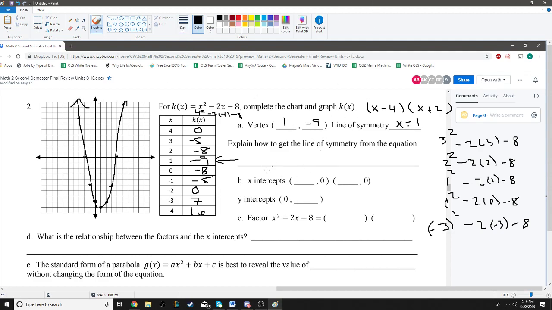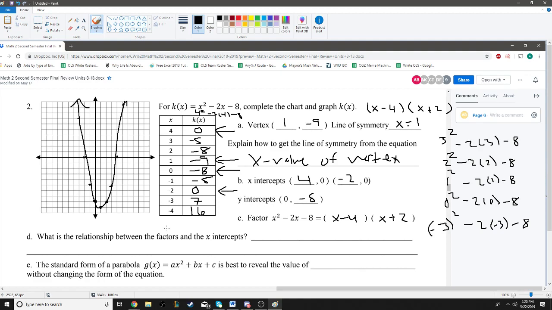Explain how to get the line of symmetry. It's the x value of the vertex. The x-intercepts are 4, 0 and -2, 0 as evidenced by these 2 points, because you got 0 when you plug those in. The y-intercept is 0, -8. That is the value when you plug 0 in for x. And when you factor it, which I already did up there, we get x minus 4, x plus 2.